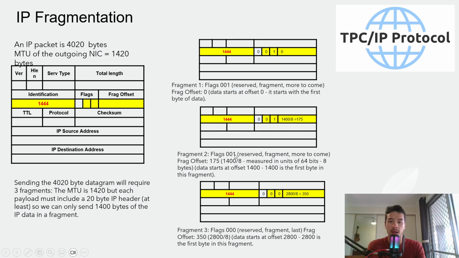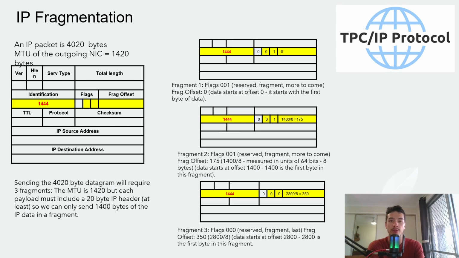Fragment 2, flags are 001, which means there's more to come also. So data starts at 1400, the first byte in this fragment. You've then got the third one, which is 000, which means it's the last fragment in the data that's being sent. And that's going to be reserved at 000. And obviously that's going to be 2800. So that's the start of your third one that's going through.